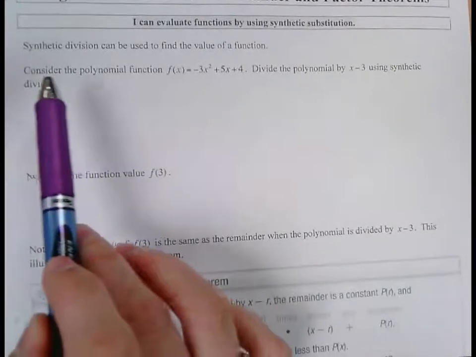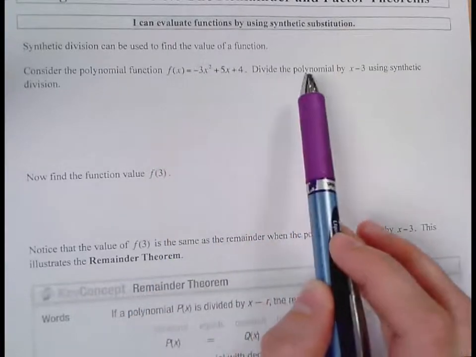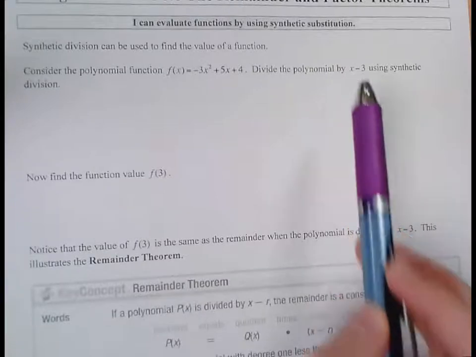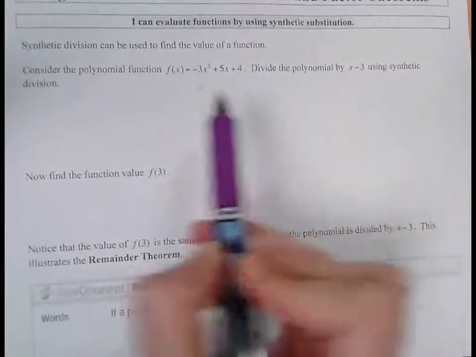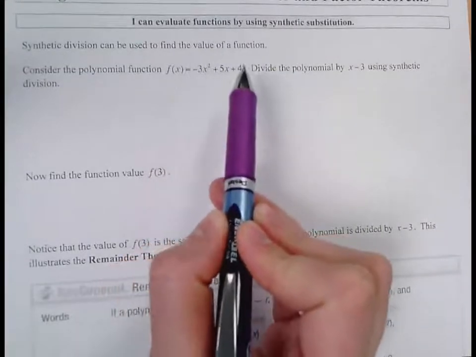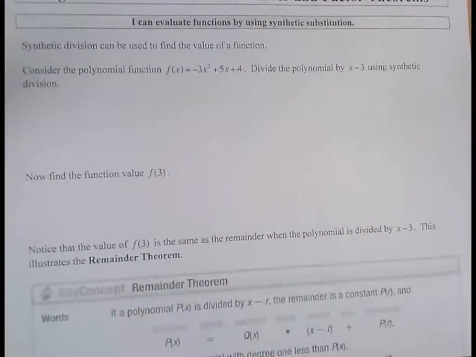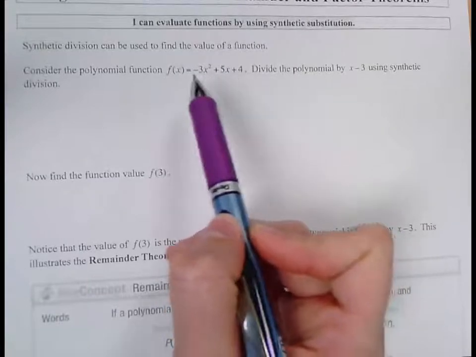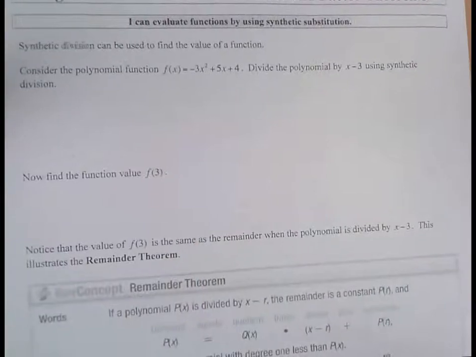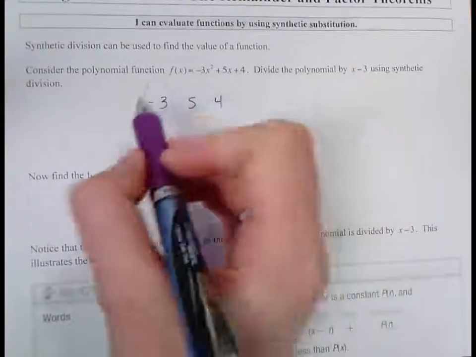So synthetic division can be used to find the value of a function. I have this polynomial function f of x, and we are going to divide that polynomial by x minus 3 using synthetic division. This is a review if you've forgotten or didn't understand it. You want to make sure the polynomial is in standard form, highest power first, in decreasing order of the powers of x. If you're missing any terms, remember that you need to fill in the zeros. So I'm going to list those coefficients: -3, +5, +4.